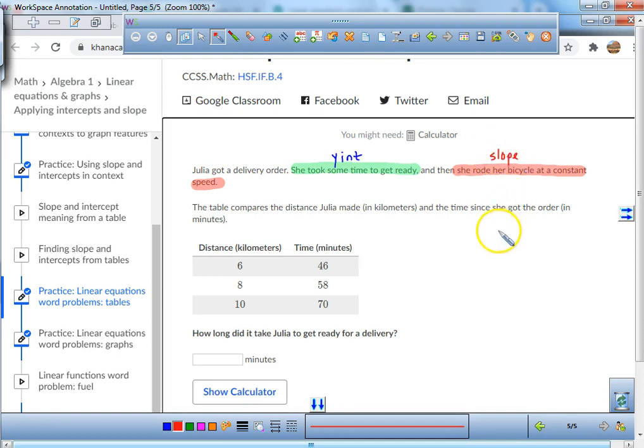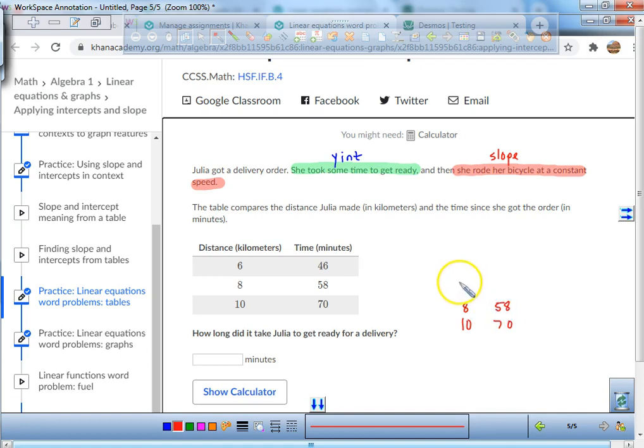All right, that's the slope. Now it says, how long did it take Julia to get ready? So what are we looking for here? We're looking for what's called the y-intercept. All right, so I'm going to make a table here, except we're going to work our way backwards. So we have a 10 and a 70, and then we have an 8 and a 58. Then we have a 6 and a 46.